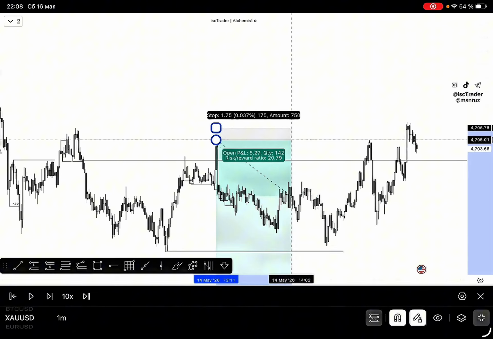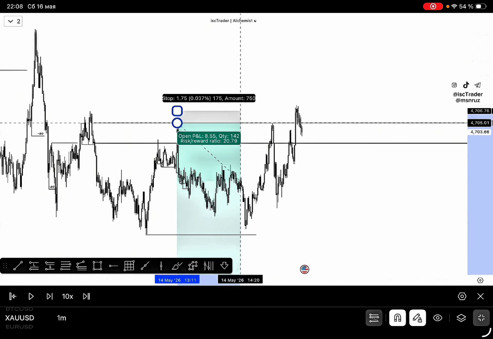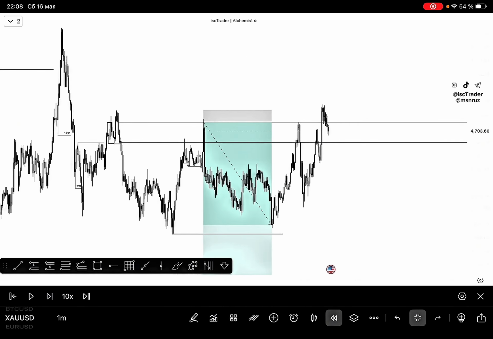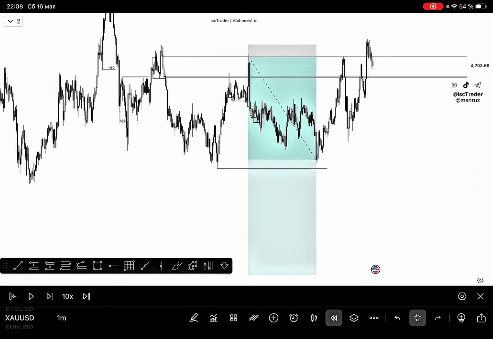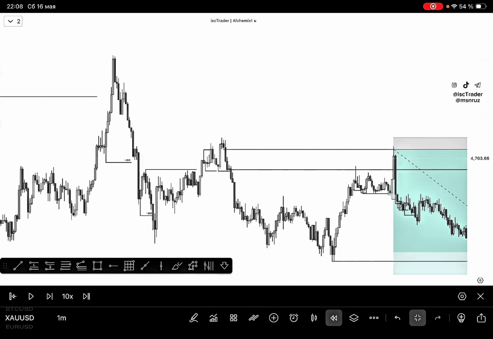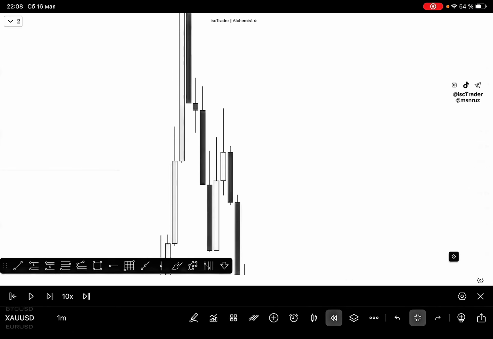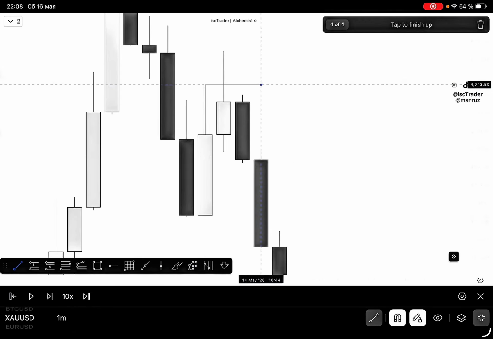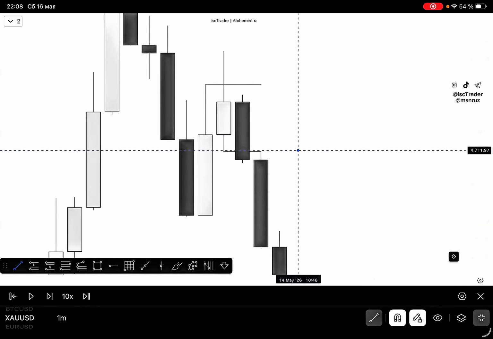There. Stop loss. This is normal. There's no need to worry. This is completely normal, of course. We need to look for another key level higher up. Okay. Order block. Invalid order block.